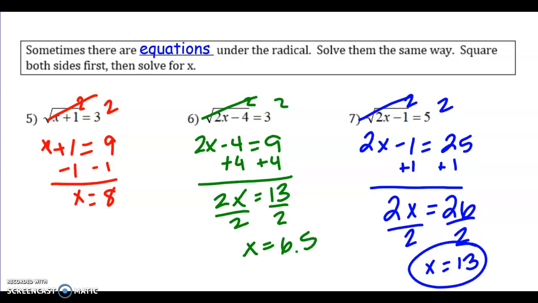Okay? At any point, if you're unsure of this, we can always just plug our answer back in. I could plug that back in, and I would get 9. So 8 plus 1 is 9, and the square root of 9 is equal to 3. Okay, now I know a long time ago we talked about positive and negative square roots, but we're not doing that at this point. So we'll just keep moving and keep doing what we're doing.